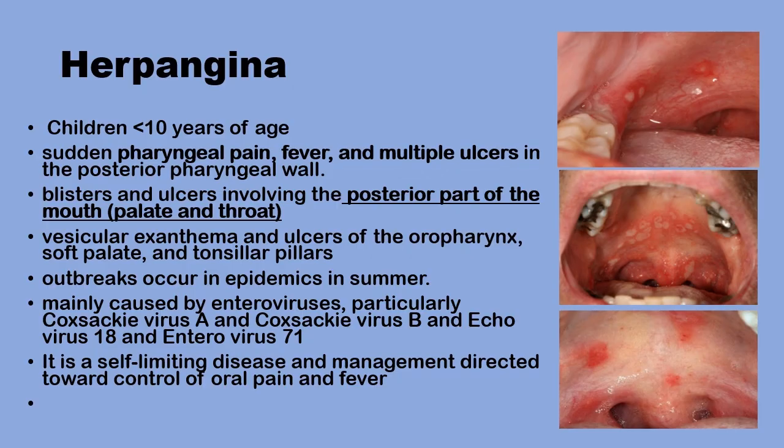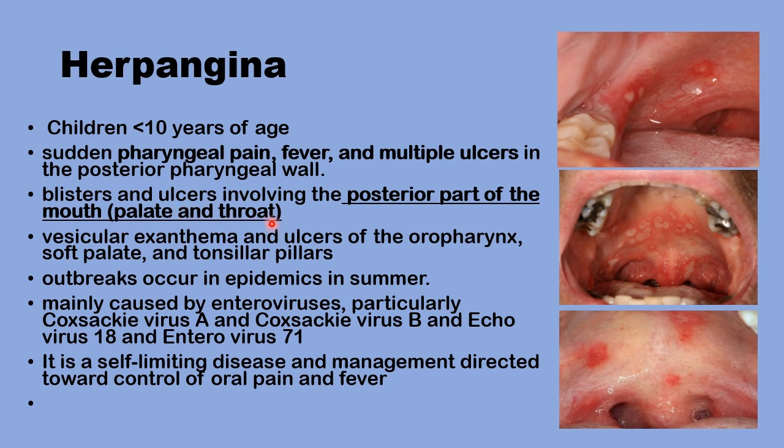A third condition of viral stomatitis is Herpangina, caused mainly by the enteroviruses group, particularly Coxsackie virus A and B and the echovirus. They affect children under 10 years of age. They give sudden rise to pharyngeal pain, fever, and multiple ulcers, again in the posterior part of the oral cavity and in the oropharynx, mainly the palate and the throat.